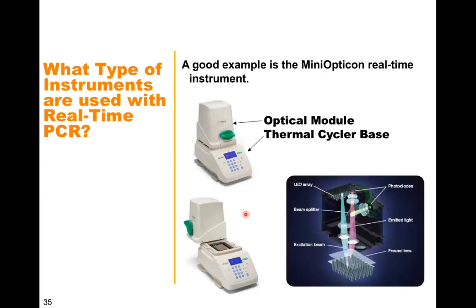So this is how the machine looks. This is the thermal cycler where we set up the protocol: denaturation, annealing, and extension. And this is the optical module. We remove the optical module, put a plate over here, and then the fluorescence will be captured from the LED array. This is how the machine looks from the inside. Whatever reaction is in the plate, the fluorescence will be captured by the LED array and the result will be displayed on the computer screen.